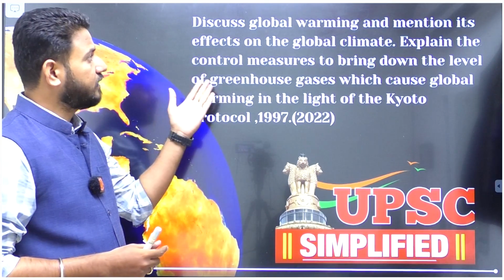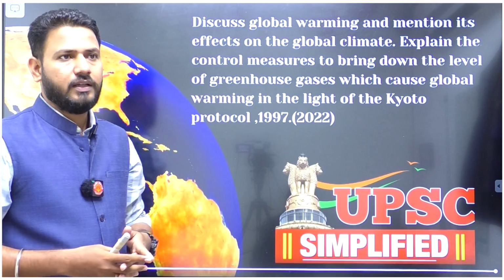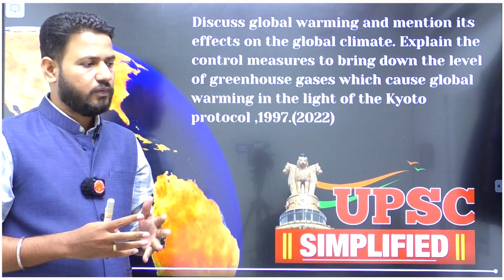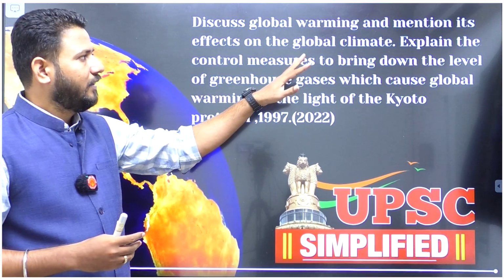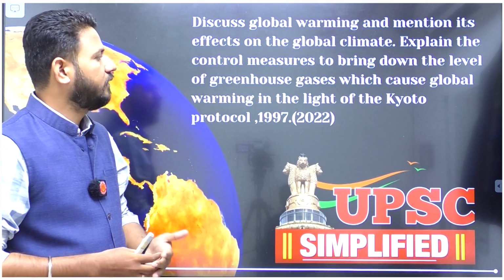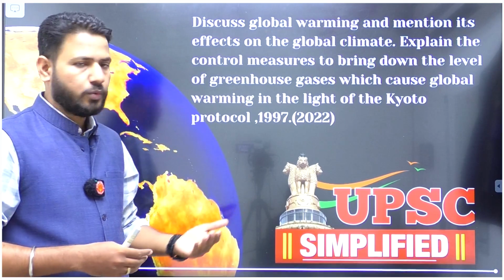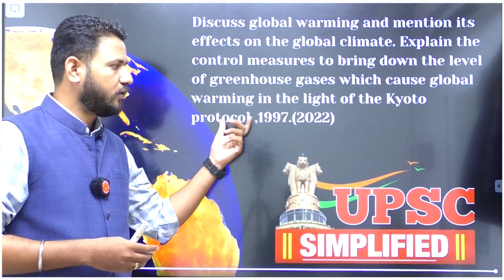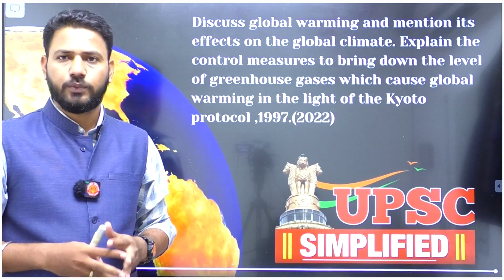The question says, discuss global warming and mention its effects on global climate. Now in UPSC, we have multiple questions within one question. So this is one part of the question. Then it asks to explain the control measures to bring down the level of greenhouse gases which cause global warming in the light of Kyoto Protocol 1997. Now this part also becomes important. And this question is from UPSC Mains 2022.